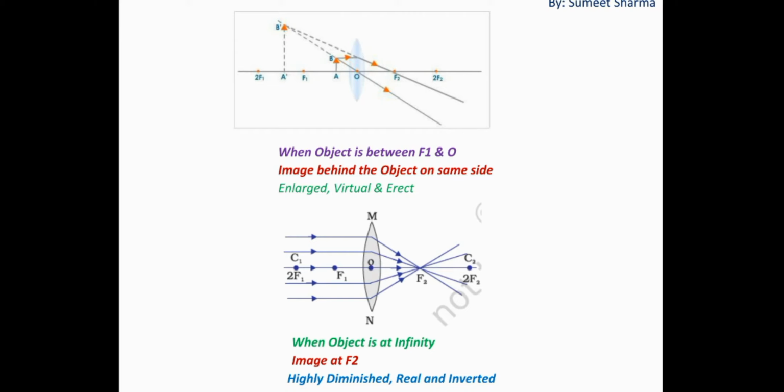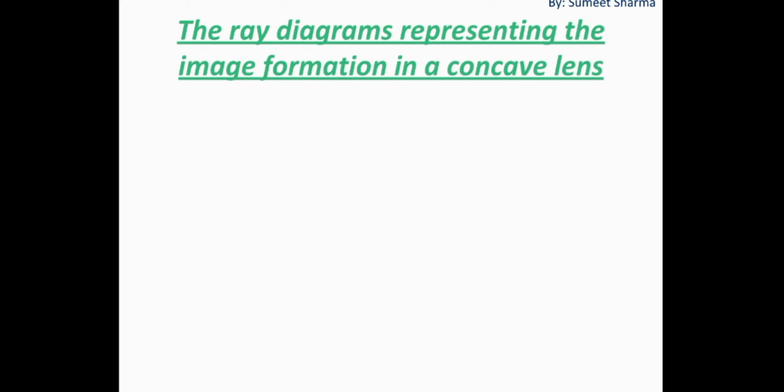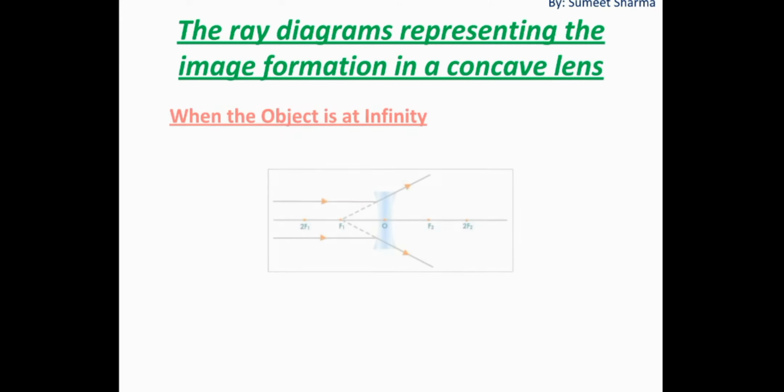Okay, so these were the ray diagrams of the image formation in case of convex lens. Now we will come to the ray diagrams representing the image formation in concave lens. So in this case, the first case is when the object is at infinity. When the object is at infinity, rays will come parallel to the principal axis and they will appear to meet at a principal focus on the same side.